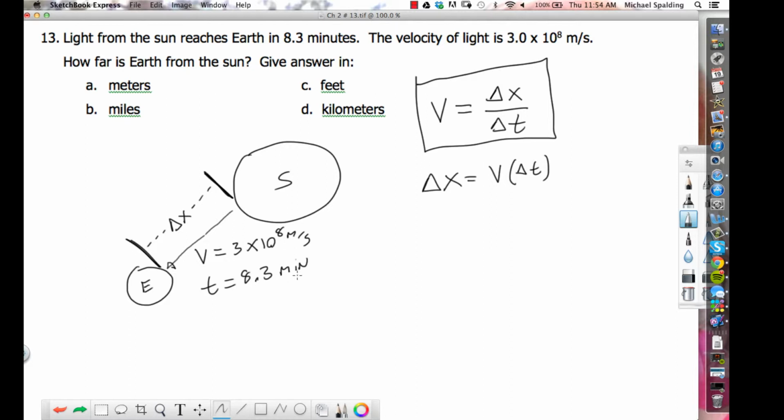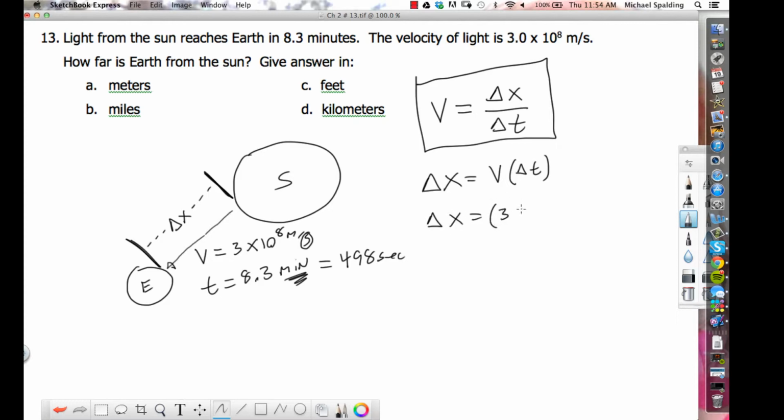Now, what do we notice about the units? The time is in minutes, and then the velocity is using what? Seconds. Do minutes and seconds work together? No. So what we have to do is convert 8.3 minutes into seconds. So there's 60 seconds in a minute. So 8.3 minutes is 498 seconds. So now we can solve for the delta x, the displacement.